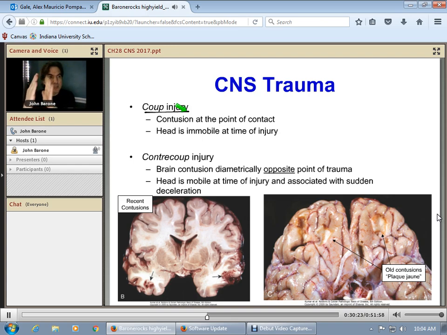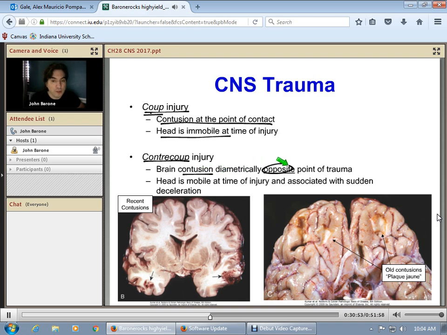So here's my skull, here's my brain. You hit the skull with the bat. The skull comes back and hits the brain. So that's a coup. It's going to be right where the blow is: a contusion at the point of contact. Again, this is when the head is not moving at the time of injury, and then suddenly the bat comes and hits it. That's a coup, a blow. Now, what's a contrecoup? That means that I hit you on this side, but the bruise is on the opposite side. That occurs when the brain is in motion.